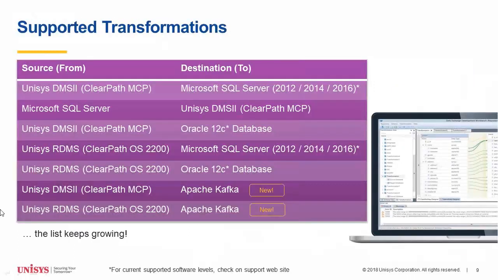These are some of the supported transformations that we have today. Unisys DMS2 to SQL Server or Oracle database, and back from Unisys DMS2 to Microsoft SQL Server. We also support the OS 2200 database Unisys RDMS to Oracle as well as SQL Server. And in this release, we are proud to introduce Kafka as our new target. So Unisys DMS2 to Kafka and Unisys RDBMS to Kafka are two of our new transformations.